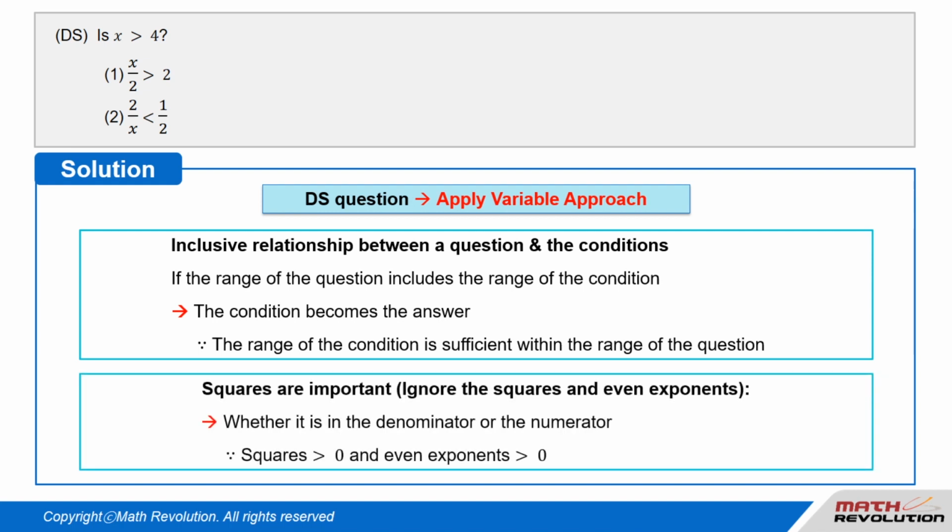Square is important. Ignore the squares and even exponents. Square factors and even exponent factors are always positive, so multiplying or dividing a term by a non-zero square factor or a non-zero even exponent factor does not affect the direction of the inequality sign. We should ignore the square factor or even exponent factor, whether it is in the denominator or the numerator.